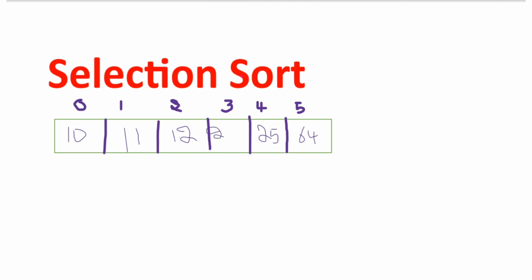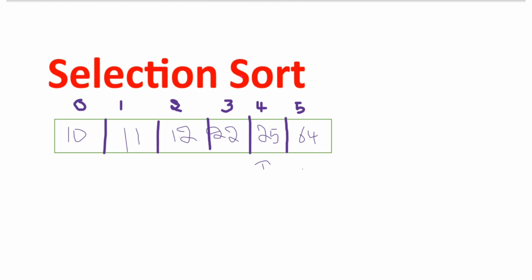The 25 is the current element. Now I need to find the smallest element in the unsorted list. In the unsorted list 25 and 64, the smallest element is 25. The 25 is already sorted. After 22 it will be a 25, right? So no need to do.